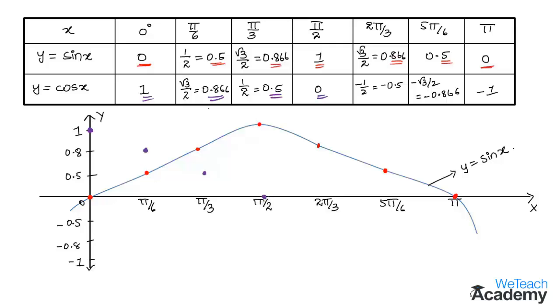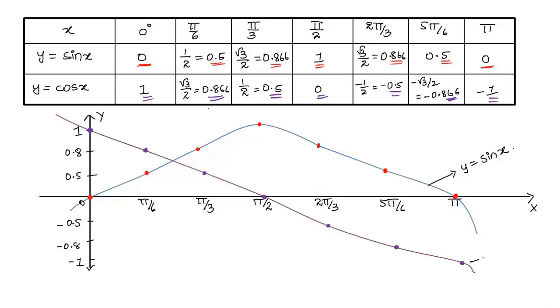So here we get a point, and then we have 2 pi by 3 and its value is minus 0.5. So here we get a point where 2 pi by 3 and minus 0.5 meet. And the next ordered pair, which is 5 pi by 6 and its value is minus 0.866. So here we get a point, and then pi comma minus 1. So at x equal to pi, the y value is minus 1. So here we get a point. And then by joining all these points, we get a curve, and this curve is called y equal to cos x.